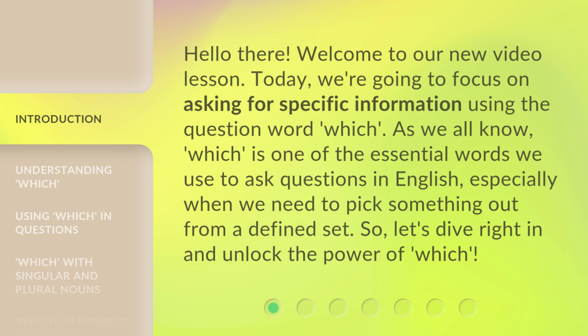Today, we're going to focus on asking for specific information using the question word "which". As we all know, "which" is one of the essential words we use to ask questions in English, especially when we need to pick something out from a defined set. So, let's dive right in and unlock the power of "which".